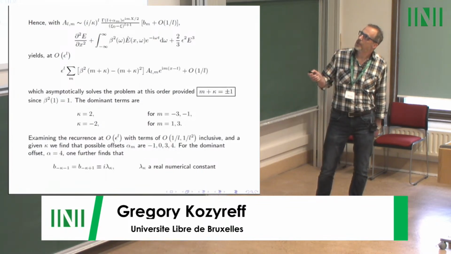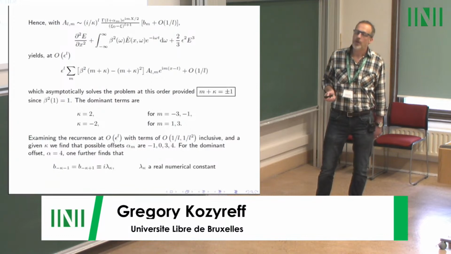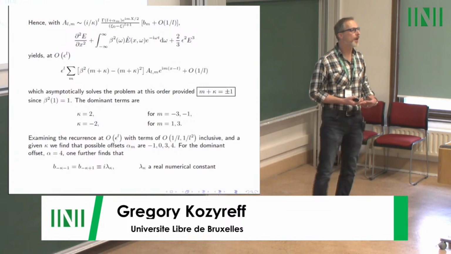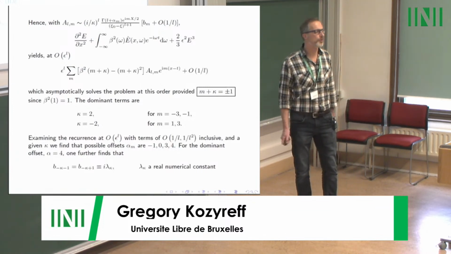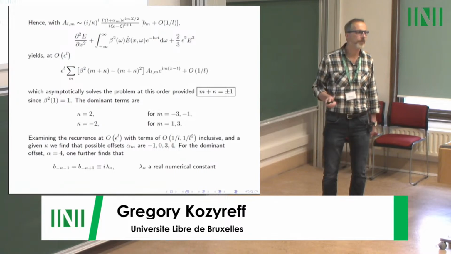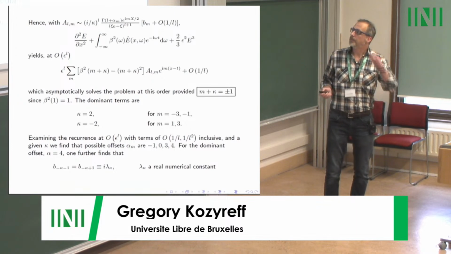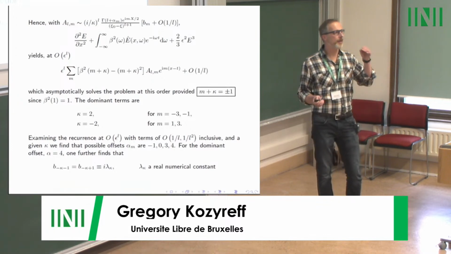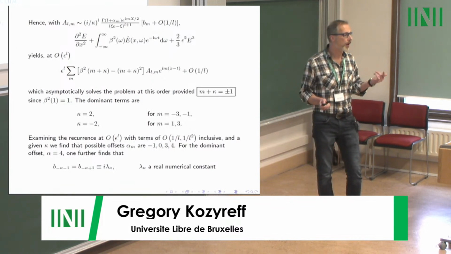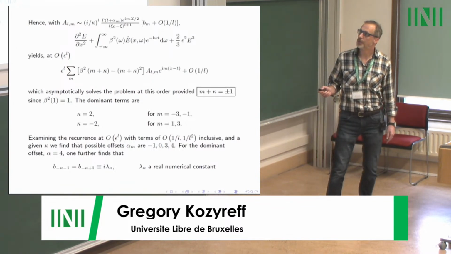Because there is this 1 over kappa to the L term, the smaller the kappa, the more dominant contribution you will have. So the most dominant contribution comes from kappa equals 2 and kappa equals minus 2, and they respectively correspond to m equals minus 3 and minus 1, and 1 and 3. I remind you that for the cubic nonlinearity, we only have odd harmonics, and this is why we have kappa equals 2 or minus 2.